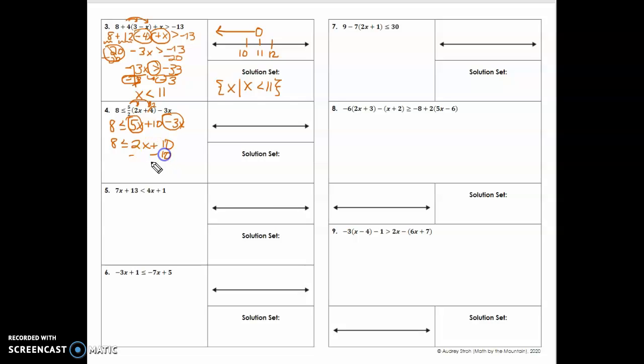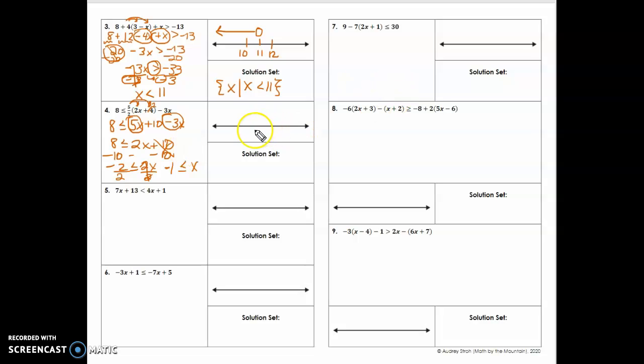Subtract the 10 from both sides. -2 is less than or equal to 2x. Divide by 2. That goes to 1. My x is greater than or equal to -1.